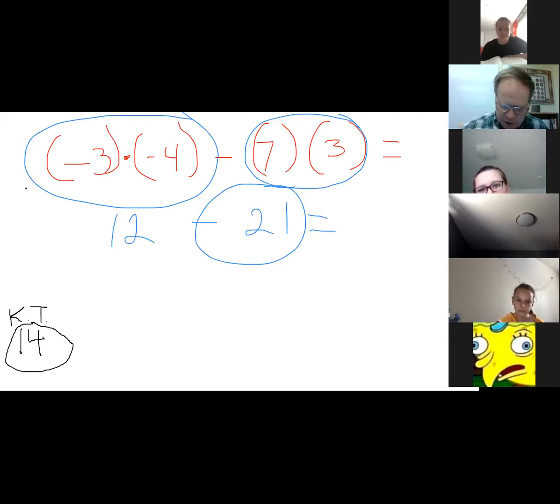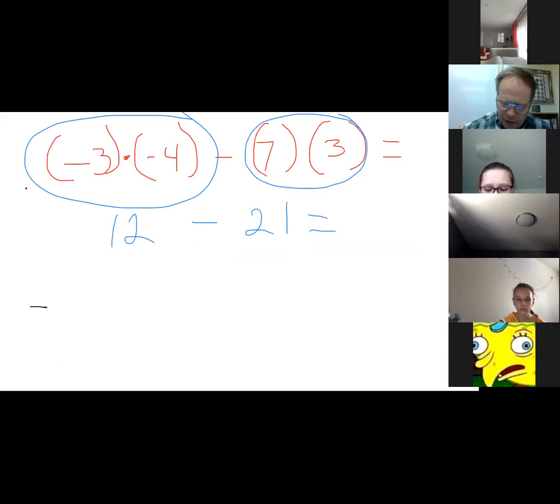No, it wouldn't be 14. So you have 12 here, Katie. For this part, negative 4 times negative 3 is 12. It's positive because there are two negatives. It ends up being a positive number. And then you have 7 times 3, which is 21. So you have 12 minus 21, which is negative 9.